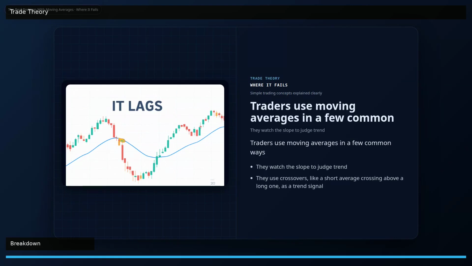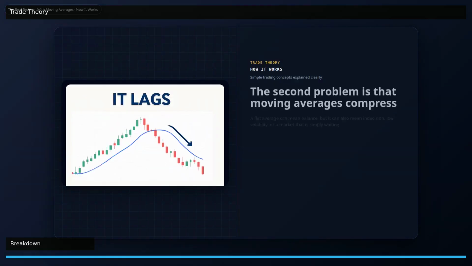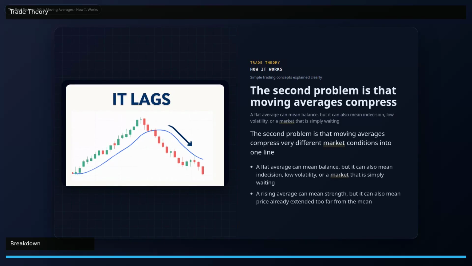The second problem is that moving averages compress very different market conditions into one line. A flat average can mean balance, but it can also mean indecision, low volatility, or a market that is simply waiting. A rising average can mean strength, but it can also mean price already extended too far from the mean. This is where beginners get trapped. They see the line and assume it explains the market. It does not. It only summarizes recent price behavior.